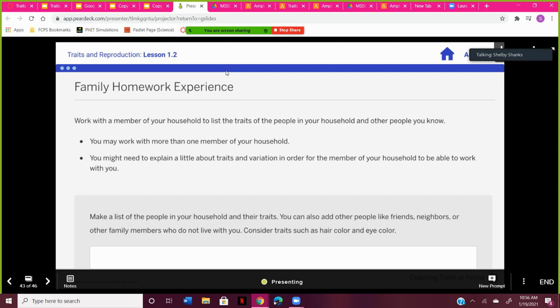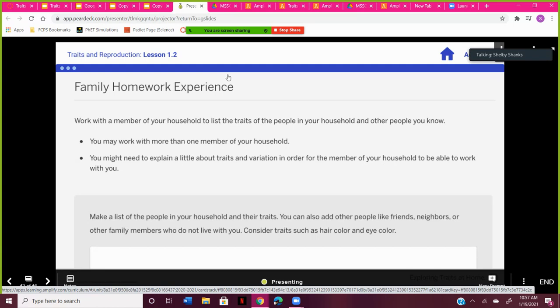And then after that, I would list some traits that my mom has. So maybe I want to put brown hair, brown eyes. My mom is tall. I could put her height. And then I would go on to my next family member that I would want to add. So you're going to make a list of the people and make a list of their traits.